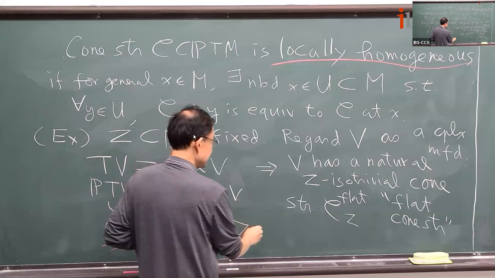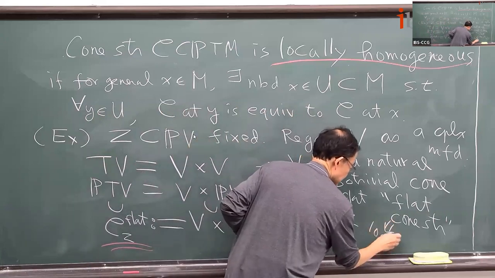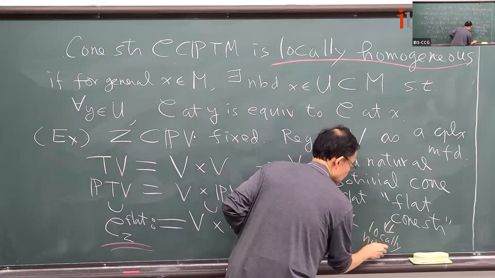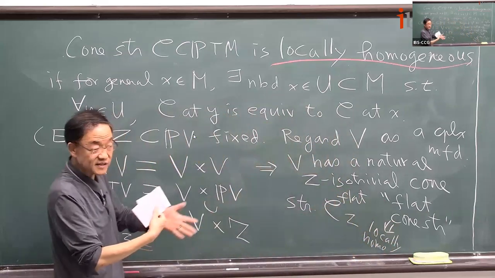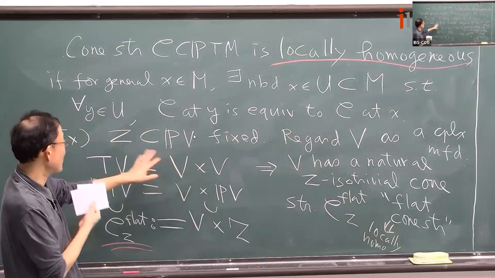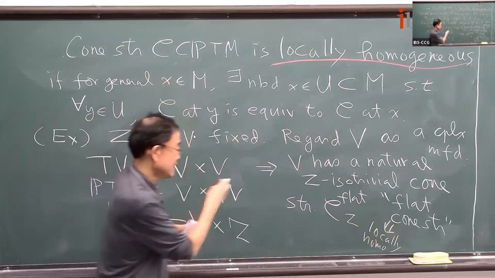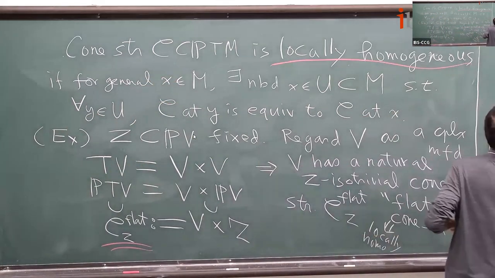And this is, of course, locally homogeneous, because this is translation invariant. So at every point of the vector space, they are equivalent to each other. So it's locally homogeneous.